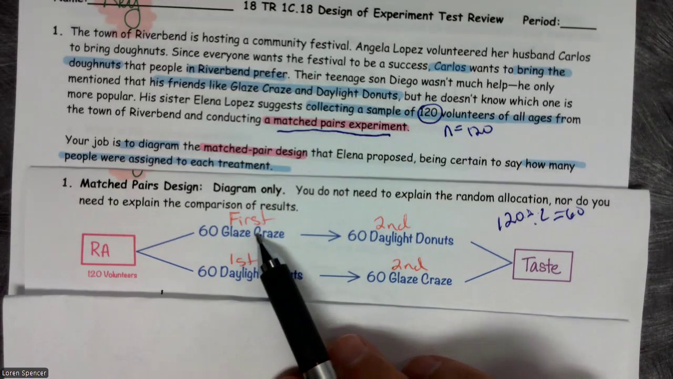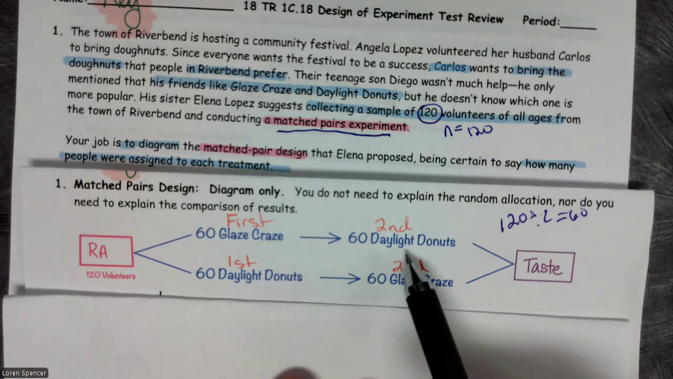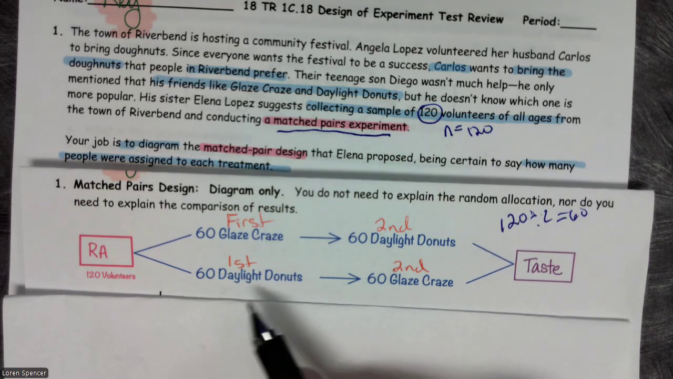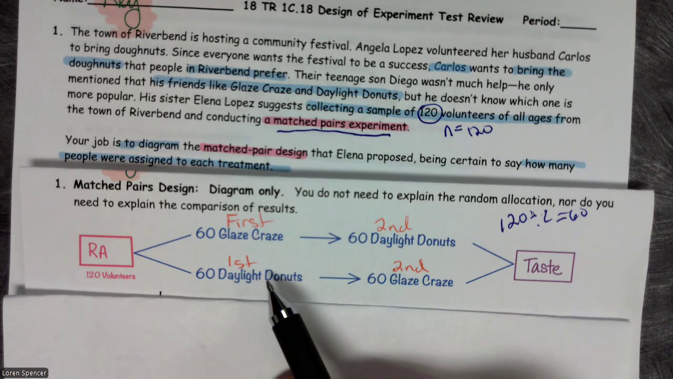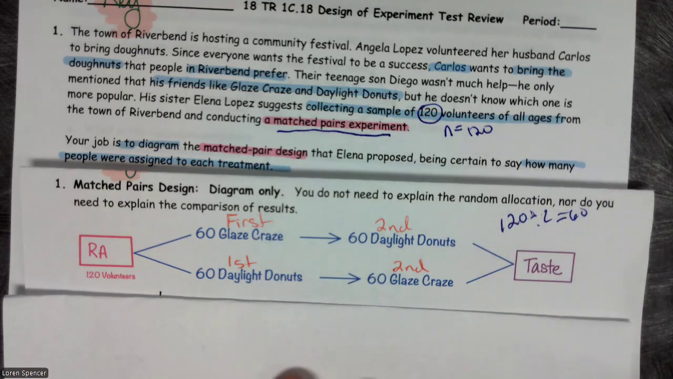Did you like the Glaze Craze or did you like the Daylight? And so we swap the order because generally speaking, the one that you like best is the one you're going to try first. Please remember, matched pair, you get tested twice.